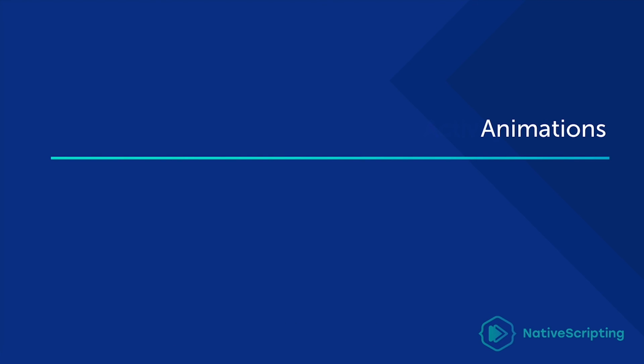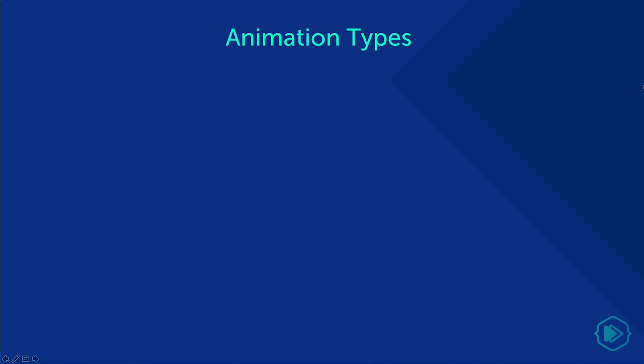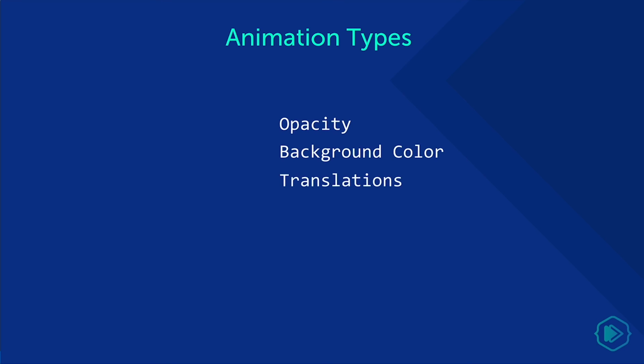The ability to run robust and performant animations is one of the biggest reasons people choose to build native mobile apps in the first place, and NativeScript makes running these animations simple. The NativeScript animation modules provide a series of JavaScript APIs that let you perform a wide variety of animations to elements on the screen, including opacity, background color, translations, scaling, and rotation.